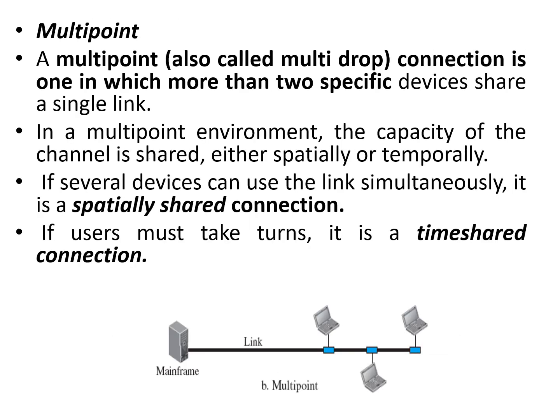We also have multi-point connection. In a multi-point connection, more than two specific devices share a single link. In a multi-point environment, the capacity of the channel is shared either spatially or temporally. What exactly is spatially? If several devices use the link simultaneously, it is a spatially shared connection. If the users take turns, then it is a time-shared connection.